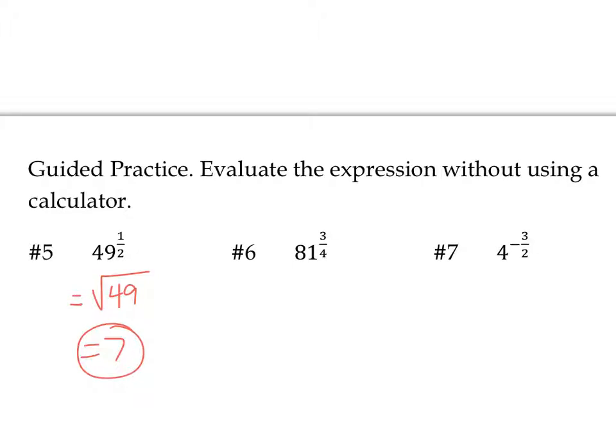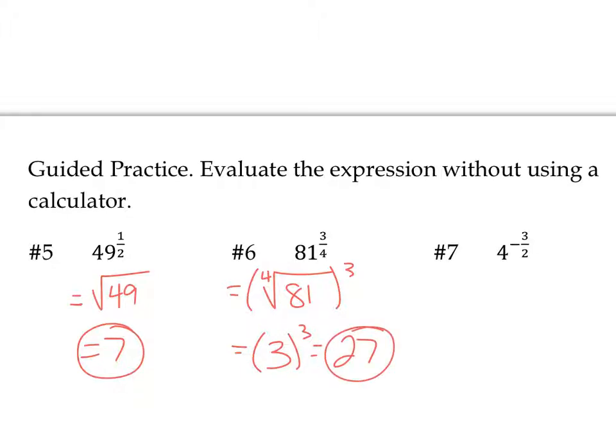81 to the 3/4. So that's going to be the fourth root of 81 cubed. So here we can take the fourth root of 81. The fourth root of 81 would be 3, 3 times itself 4 times. And then to the third power. So that's going to be 3 times 3 times 3, which comes out to 27.